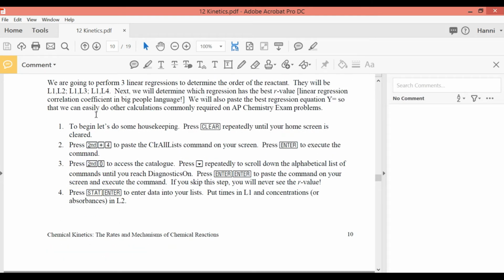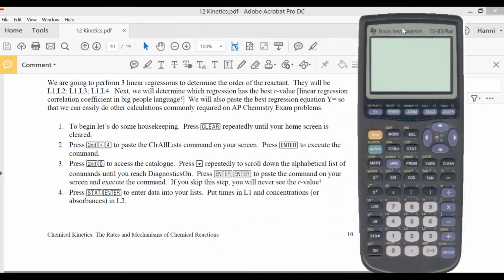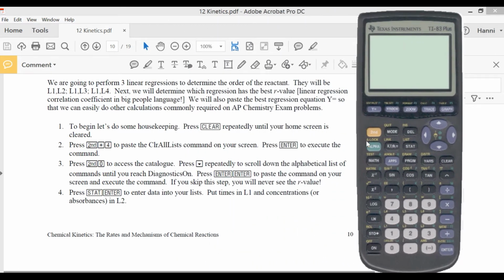Alright, let's do some housekeeping. So I'm going to use my online TI-83 emulator. So follow along on your calculator, and let's walk through it. It's also in the packet, so this PDF file that I'm scrolling through, you have this already. So turn your calculators on. I'm going to go ahead and press clear, clear, right? It says press clear repeatedly until your home screen is cleared. Alright, next go ahead and press second plus 4 to clear all of your lists, and then press enter. And it should say done, right?